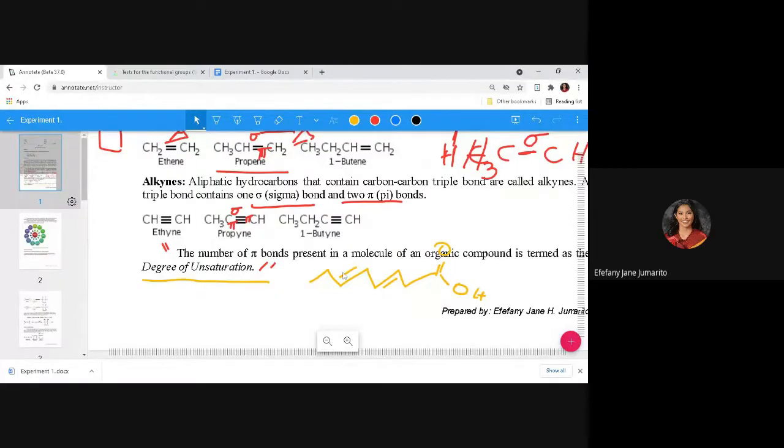Okay, if we have this compound, what is the degree of unsaturation? What is the degree of unsaturation of this compound? Okay, answer in chorus. This compound that I drew has a carboxylic acid functional group. Okay, this is yellow. So what is the degree of unsaturation?